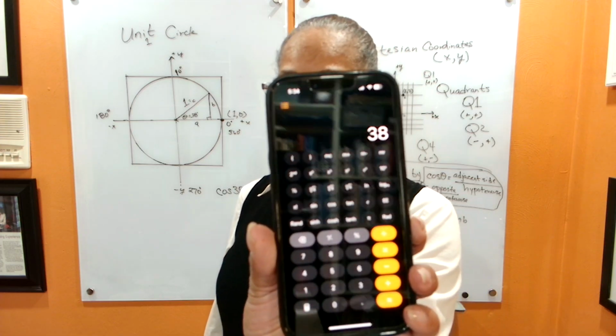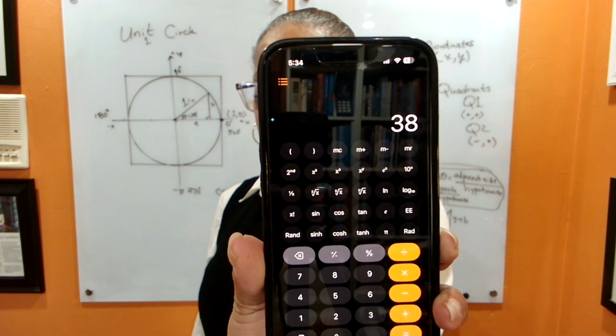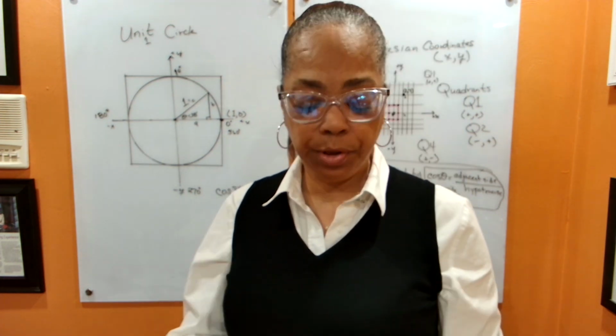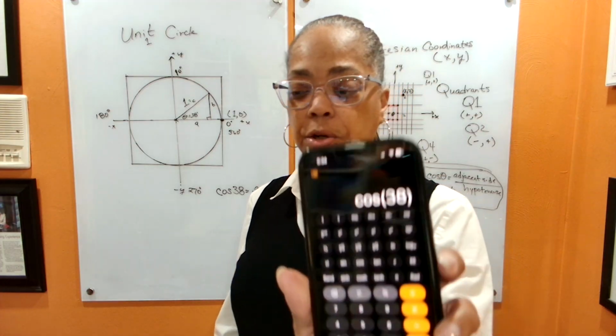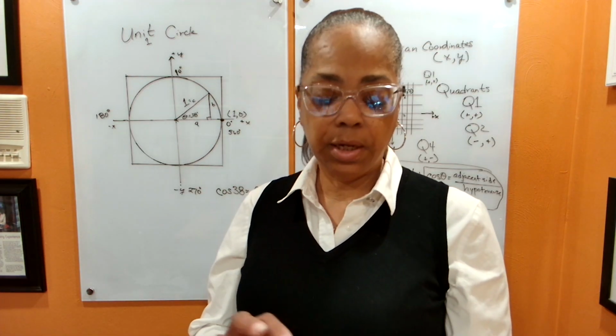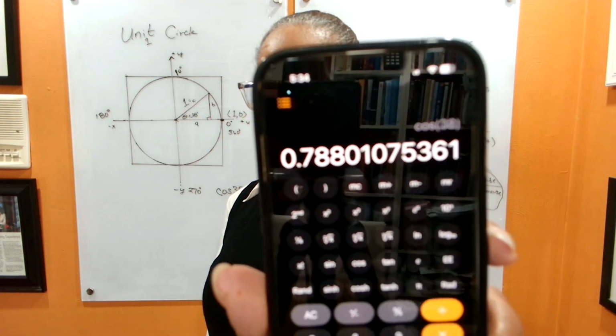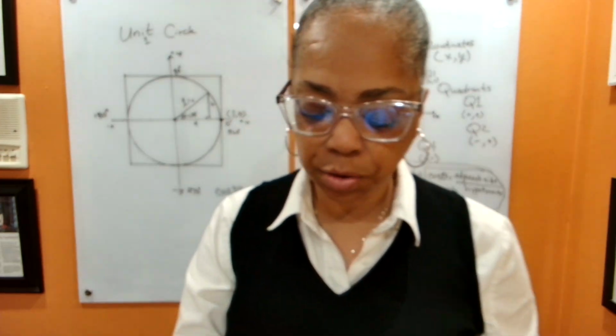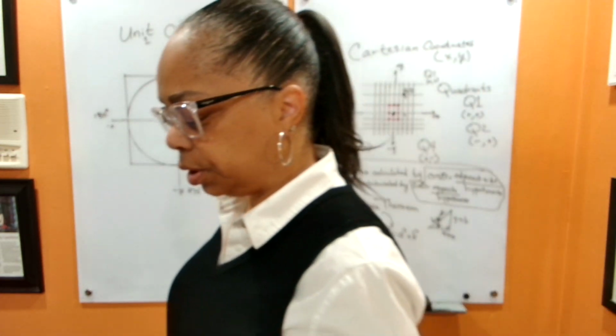So to use your calculator function, the one I'm using on my iPhone is called calculator. I type in 38, then I hit the cosine button, and it says cosine 38, and I hit equals. And there is the cosine of 38: 0.788. I'm not going to use all of the coordinates.